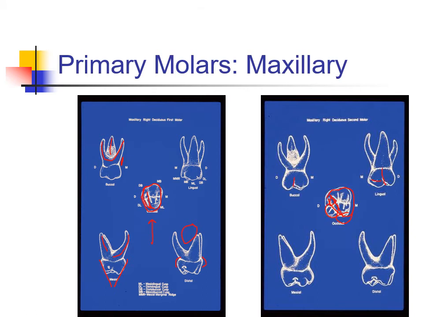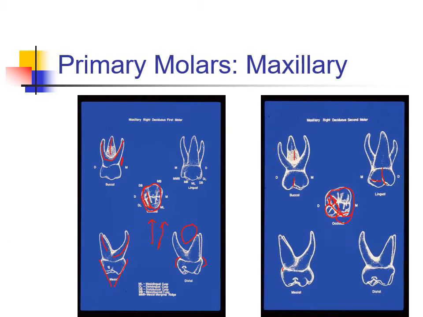not so strong buccal groove, widely divergent roots, again, 3 roots, 2 on the buccal, 1 on the lingual, widely divergent. There would be 4 or possibly 5 pulp horns in this tooth. There would be 4 or possibly 3 pulp horns in the first primary maxillary molar.